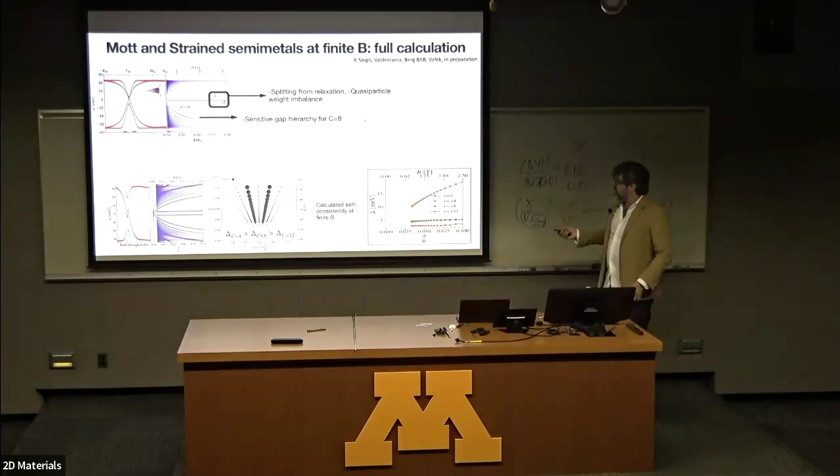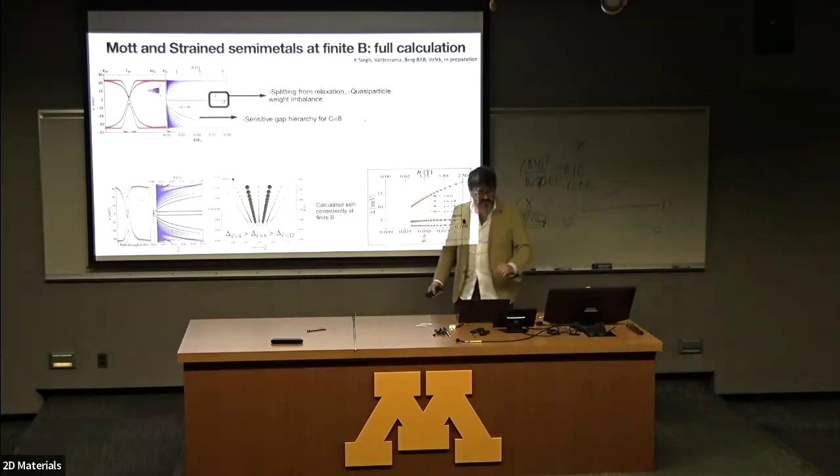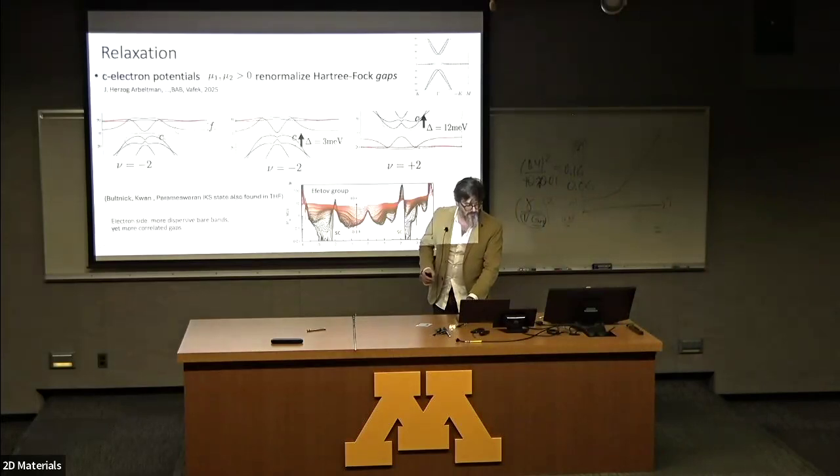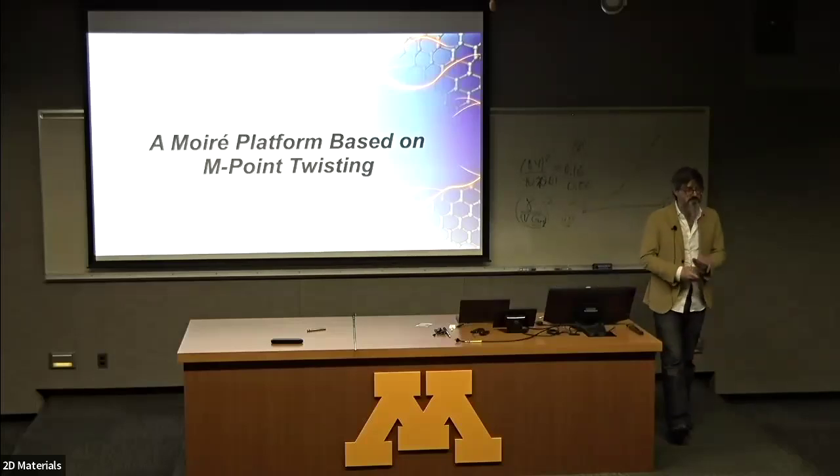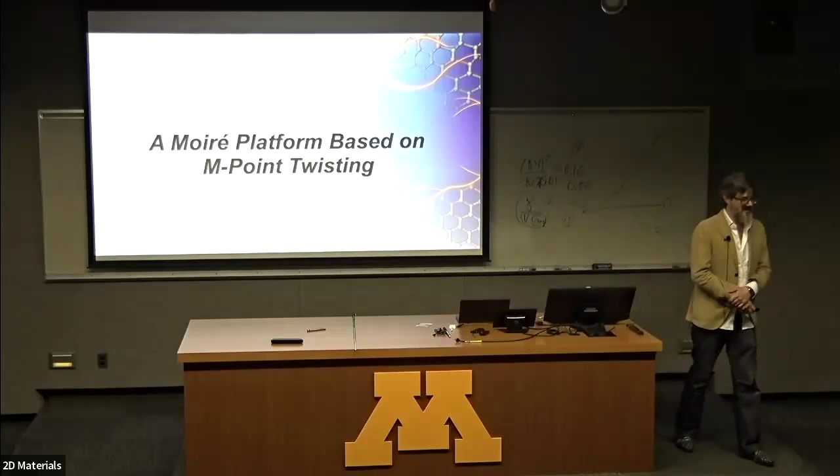Now, what the experiment shows, and this is, I think, Ben Feldman's experiment, is the following: the C equals 4 gap is largest, C equals 8 is next, C equals 12 is next. So it's more consistent with a strained semi-metal, we would say. Okay, so I'm just going to move on. Any questions on the twisted bilayer part? Yes.